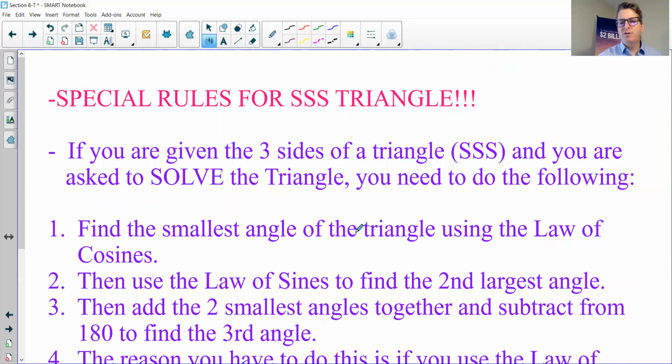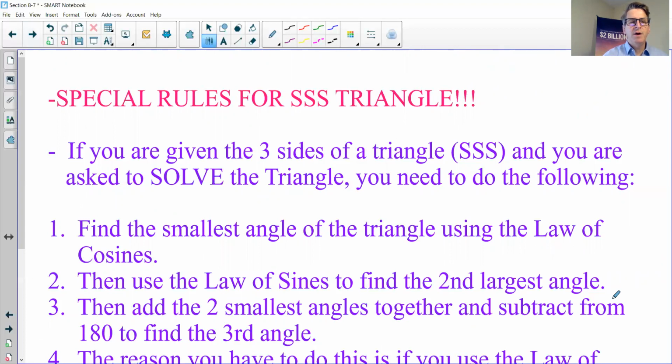Okay, so we have 2 more pages and then we're done today. I might go a little bit over 20 minutes, so I apologize for that, but I'll go quickly through this one. Special rules for side, side, side triangles. If you're given the 3 sides of a triangle and you're asked to solve the triangle, you need to do the following. Find the smallest angle of the triangle using the law of cosines.